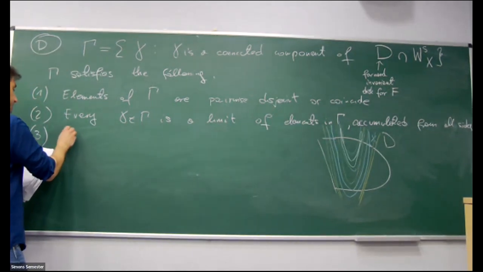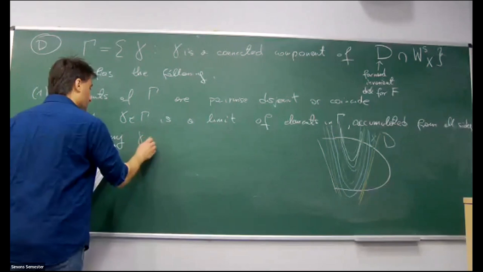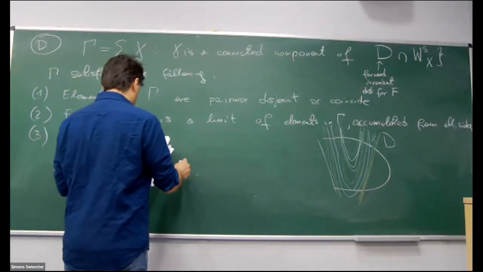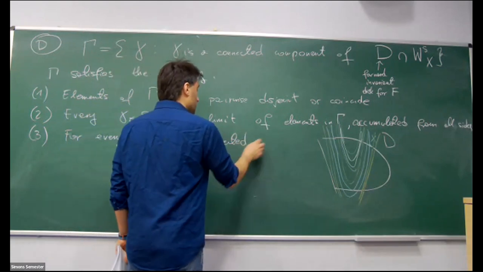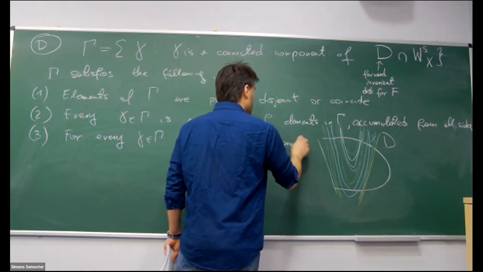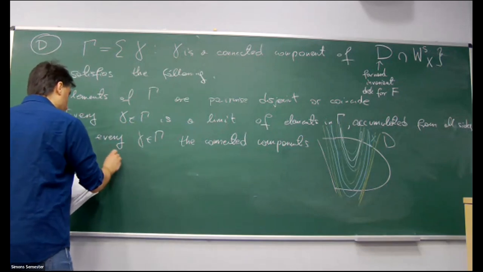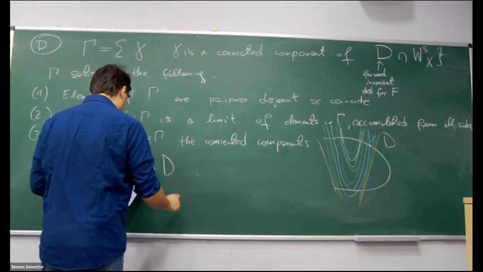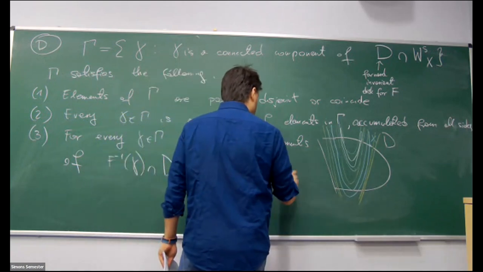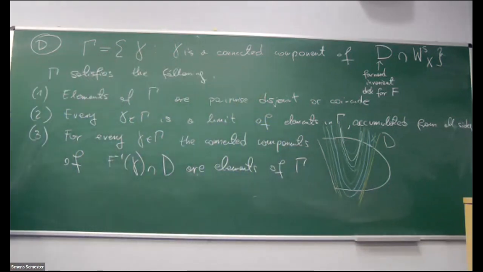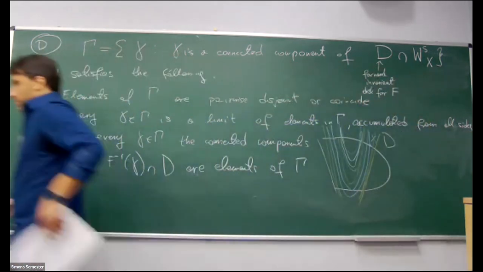And then the third property you use is that for every gamma in Gamma, the connected components of the pre-image F inverse of gamma intersection D are elements of Gamma as well. So you want that to sort of define the dynamics there.